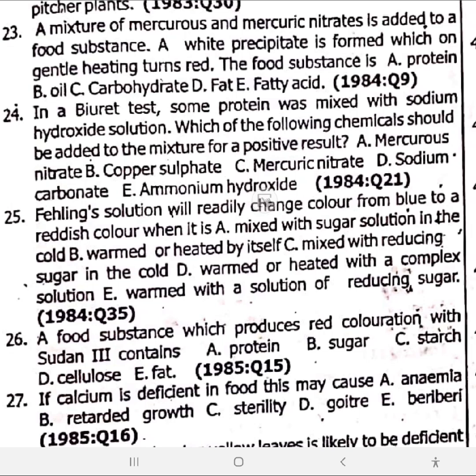Test for sugar. Fehling's solution could be used to test. Fehling's solution is used to test for sugar. It contains copper 2 sulfate, or sodium potassium tartrate and sodium hydroxide. There's Fehling's solution A and Fehling's solution B. Fehling's solution A is the one that contains copper 2 sulfate, while Fehling's solution B contains sodium potassium tartrate and sodium hydroxide.